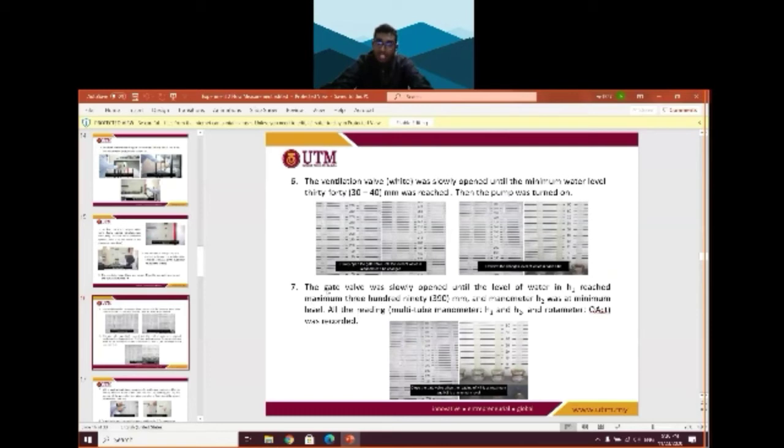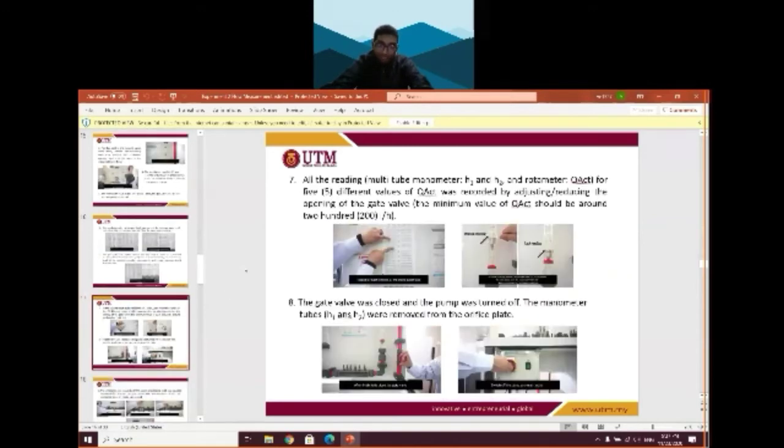And number 7, the gate valve was slowly opened until the level of water in H1 reached a maximum of 390 mm, and then the manometer H2 was at a minimum level. So all the readings H1, H2 and the rotameter actual flow rate were recorded, and then we are going to take 5 different readings.